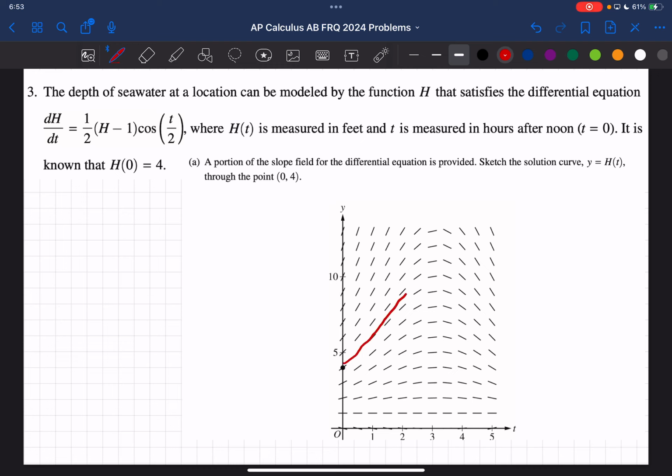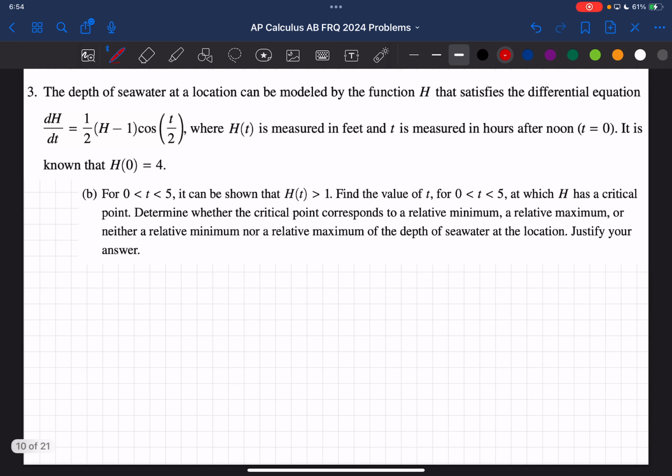So that means it goes up, kind of crests here, and then it starts to fall. And so that's really what they're looking for. They're looking for us to start here at this point, and as we go with the flow, it goes up, hits a maximum around 3, and then goes down.